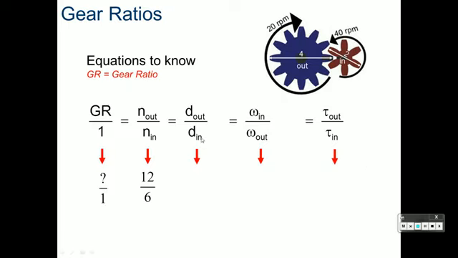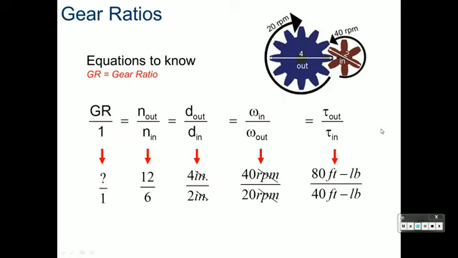So in the case of our example, I have the number of teeth out, which is my driven gear, 12 teeth. If I go around and count, there's 12 teeth on the blue gear there, over 6 teeth. If I look at my diameter, I get 4 inches over 2 inches, 40 revolutions per minute over 20 revolutions per minute, and per the previous slide, we had the 80 foot-pounds of force over 40 foot-pounds of force, which gives me a gear ratio of 2 to 1.